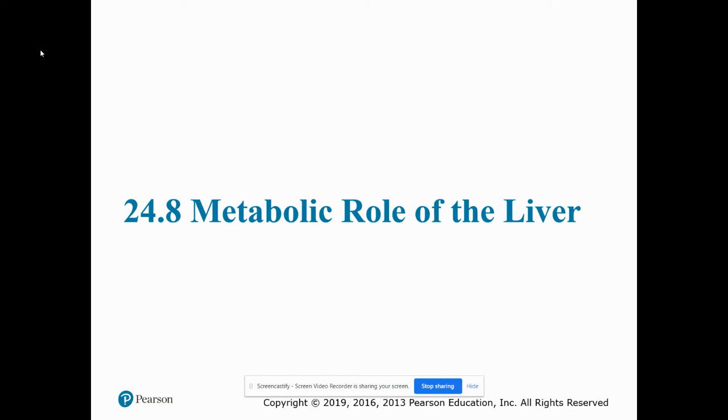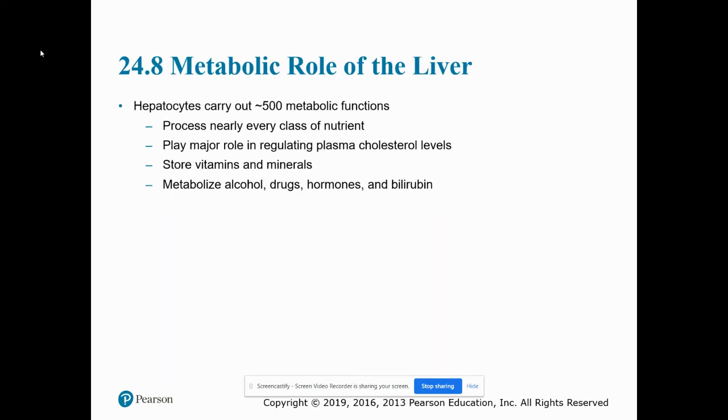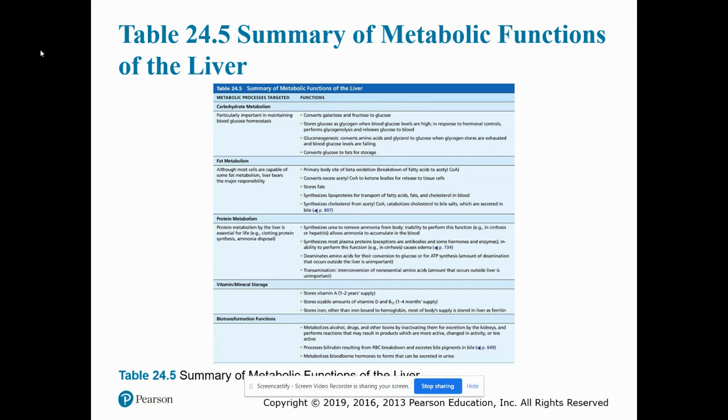And this is on the metabolic role of the liver. Hepatocytes, liver cells, carry out about 500 metabolic functions. They process nearly every class of nutrient. They play a major role in regulating plasma cholesterol levels, store vitamins and minerals, and metabolize alcohol, drugs, hormones, and bilirubin.